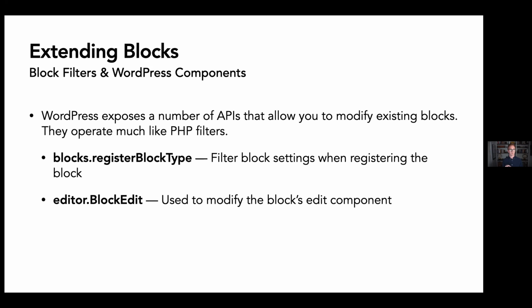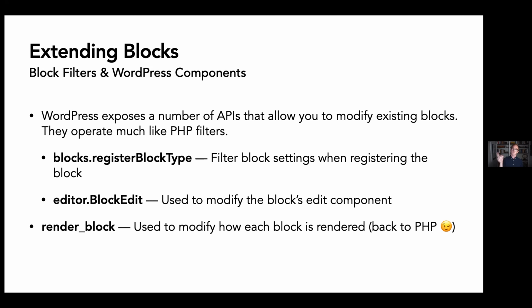Then we have editor.BlockEdit. This is going to allow us to add the custom user interface for controlling those attributes. That little toggle that we saw to hide a block, that's what's going to allow us to add that. And then we're back into PHP now, and we have the render_block filter. This is a genius filter. Every block in WordPress runs through this filter. And so you can basically, I'm going to say hijack, but I don't mean it in a negative way, modify how any block is rendered by hooking into this render_block filter. And we're going to use all three of these to do conditional visibility.